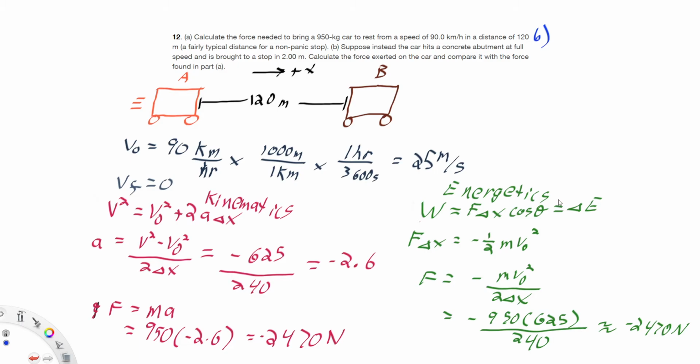So for part B, it's actually the same setup as we had in green, right? The force required to take an object from some kinetic energy to no kinetic energy is going to be minus m v naught squared over 2 delta x, except now our delta x is 2 instead of 120.